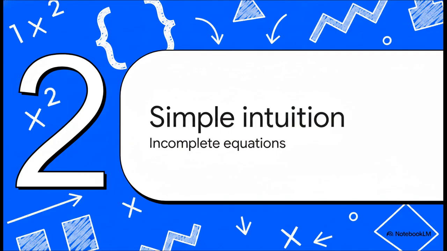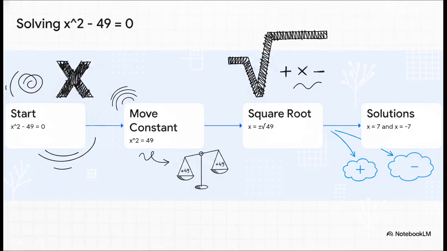Moving on to part 2, solving with simple intuition. Let's see how this builds when we use incomplete equations. Check this out. x squared minus 49 equals 0. To solve this, we just want to isolate our unknown x, so we simply bump that 49 over to the other side of the equal sign. Boom! Now we have x squared equals 49. Just like our earlier example with the 9, your intuition quickly tells you to take the square root. And remembering our two paths, we get a positive 7 and a negative 7. See? You just solved a quadratic equation step by step using pure logic.